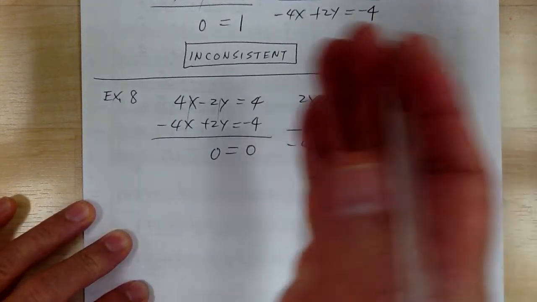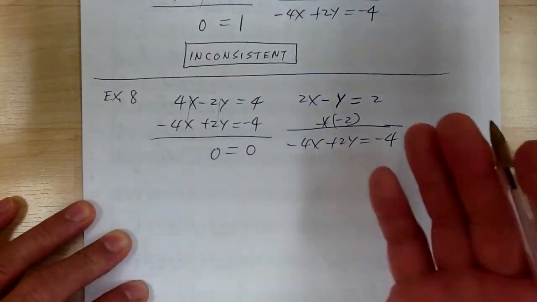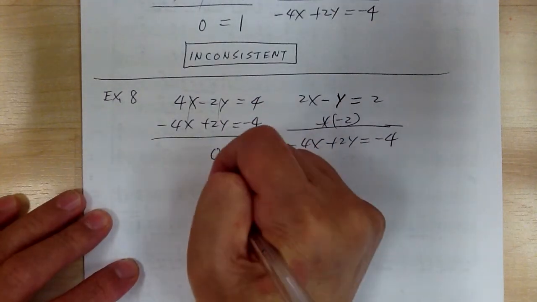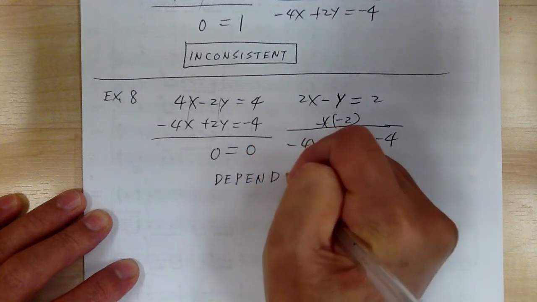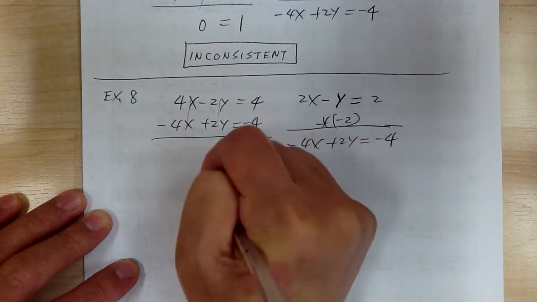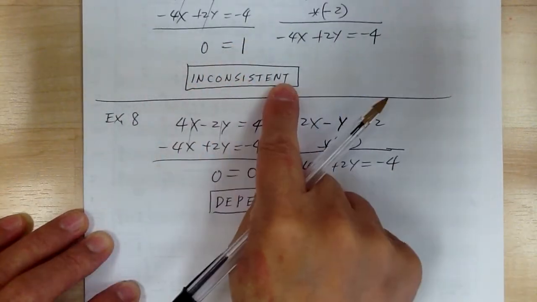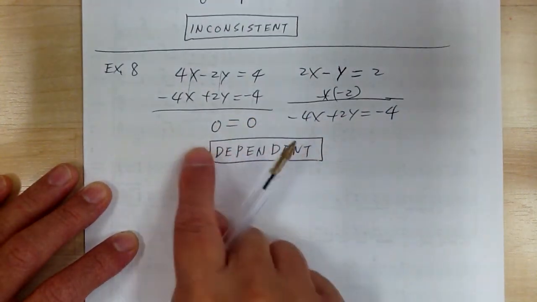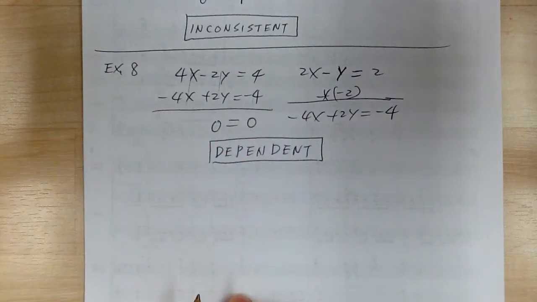So in this case, the answer for one variable depends on what you use for the other one, but you have an infinite number of answers. So in this case, the answer would be dependent. Okay, so again, if it's not true, if it's inconsistent, they don't match. If they are the same, it would be dependent because one number is going to depend on the other. Okay, now let's go to example 9.